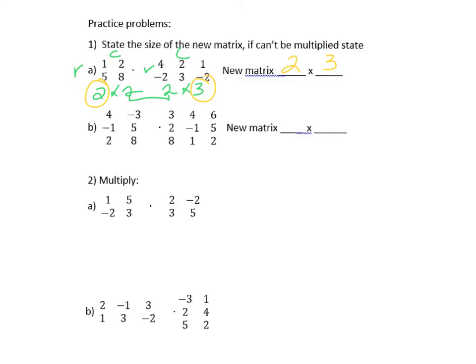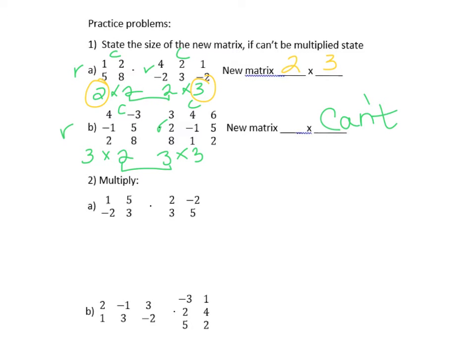Okay, so this guy, same idea, row by column. So this is a 3 by 2, and this is a 3 by 3. Okay, these don't match, so therefore I can stop and I can't multiply them. So I'm just going to write can't here.